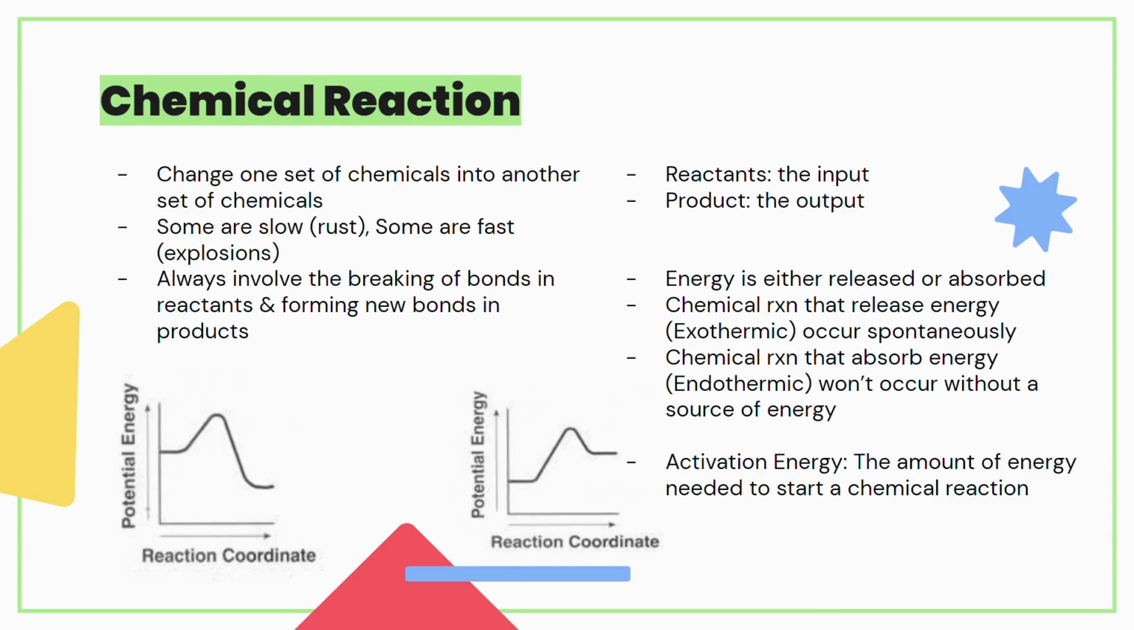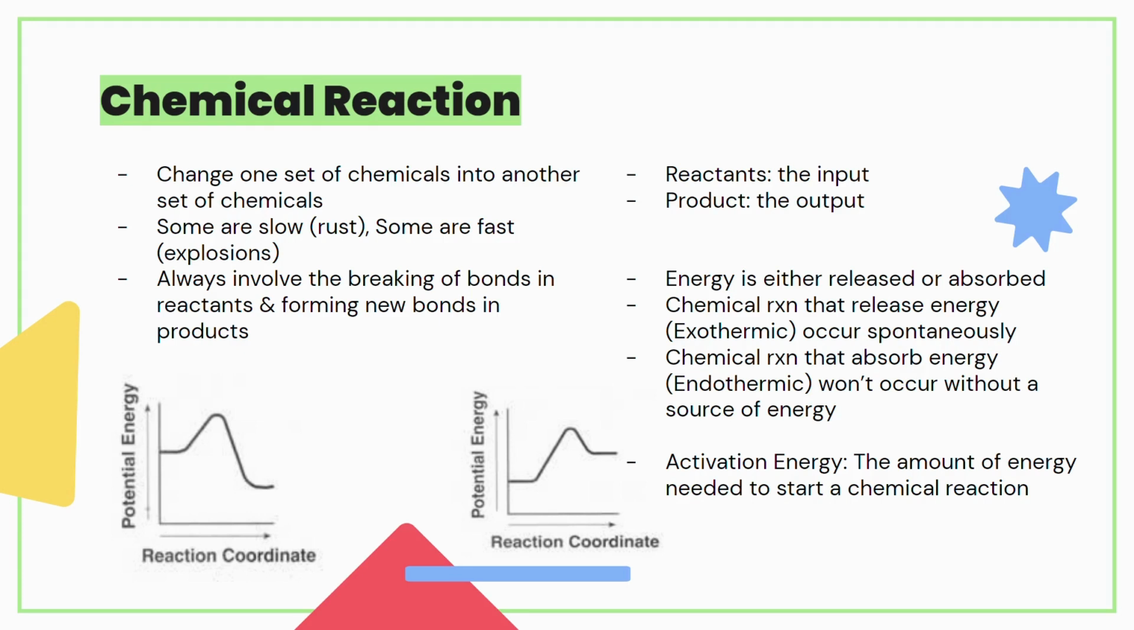Some chemical reactions are slow, like rust. They take time to happen, while others are fast and instantaneous, for example, explosions. Chemical reactions always involve the breaking of bonds in reactants and forming new bonds in products. So the bonds in the oxygen and water break and they reform to make carbon dioxide.